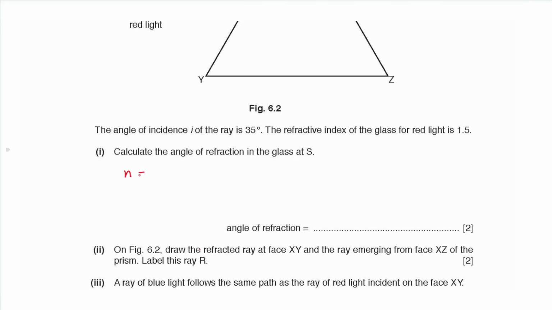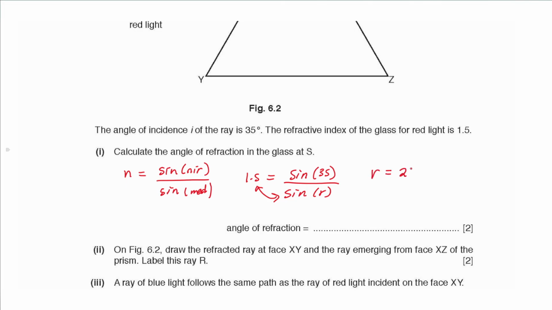We can use n is equal to the sine of the angle in air over the sine of the angle in the medium. Then we substitute 1.5 is equal to sine of the angle in air, 35, divided by the unknown angle of refraction in the medium. We can rearrange and divide sine 35 over 1.5. That gives us sine of the angle. Then we press shift sine on the answer on the calculator to get the angle r, which is approximately equal to 22.4814. We can approximate that further and say it is approximately 22 degrees or 22.5 degrees.